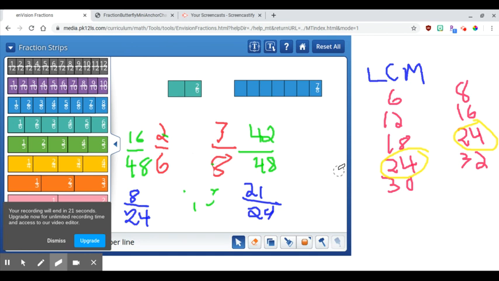Those are the 3 different ways you would need to find common denominators.